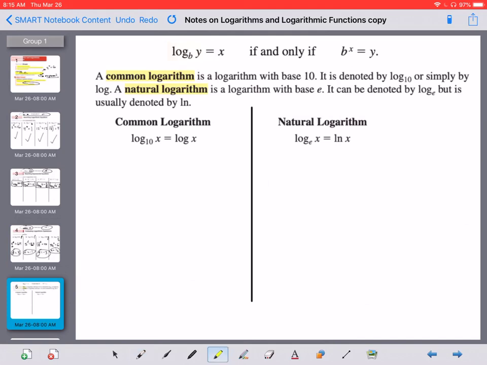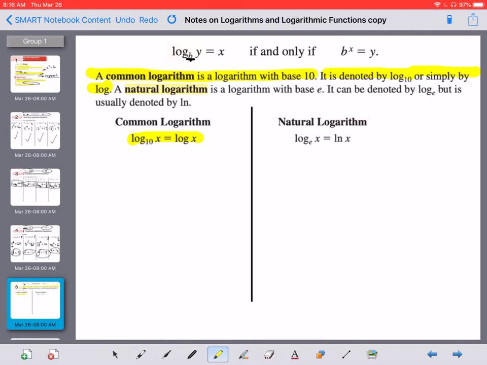The next thing we have to go over is a common logarithm. A common logarithm is a logarithm with base 10, meaning that b is a 10, okay? It is denoted by log base 10, just like I said a second ago, or simply by log. Basically what this means is that these two things mean the same thing. Even if I don't put the 10 there, the 10 is going to be implied, all right? So keep that in mind.